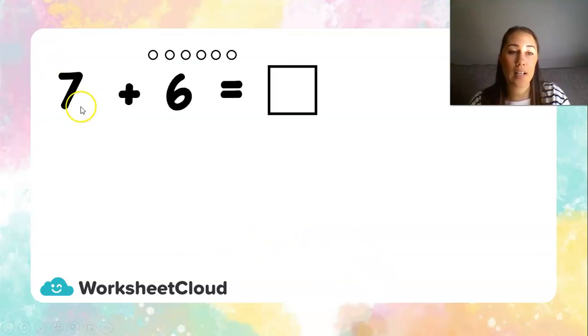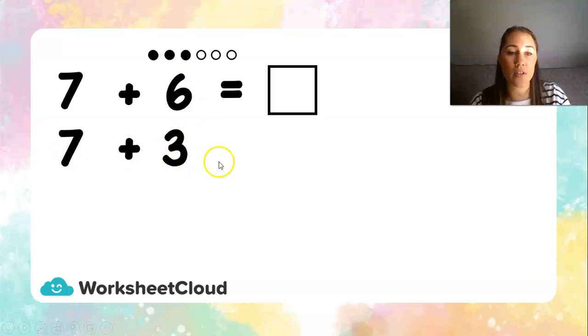Let's do another one. Naughty number 7 says I want to be a 10, so I write my 7 underneath. Nice number 6 over here says that's okay. I'll give you some of my numbers so that you can become 10. And 7 and 3, well done. 7 and 3 gives me 10. So I need to plus 3. But now that I've added it here, I've got to take it away from number 6.